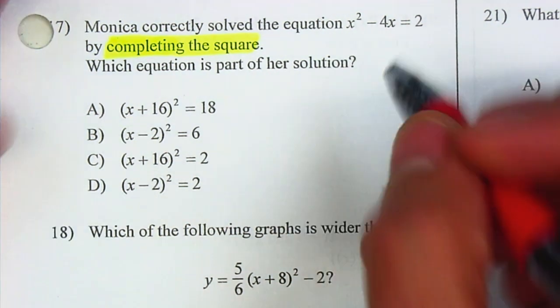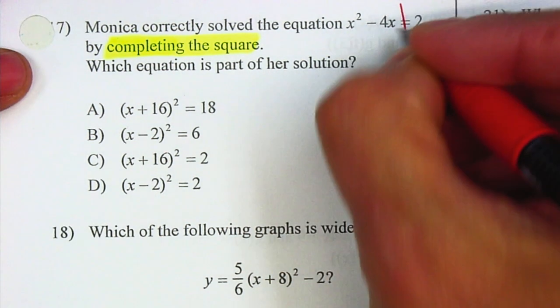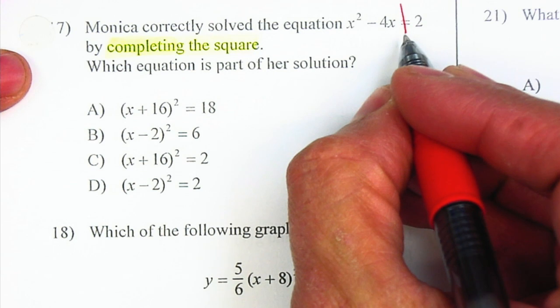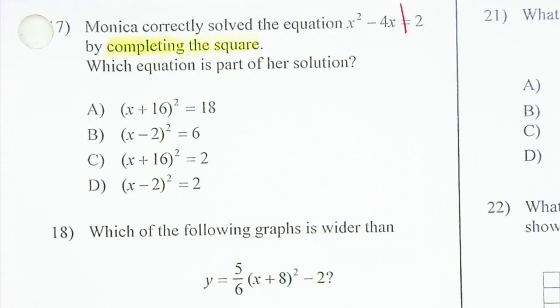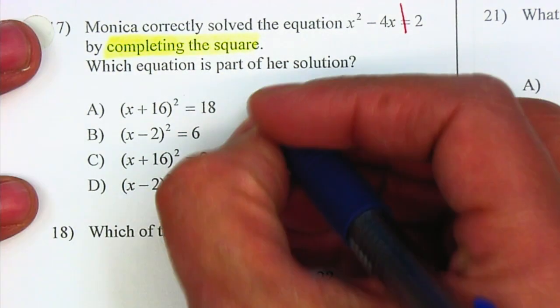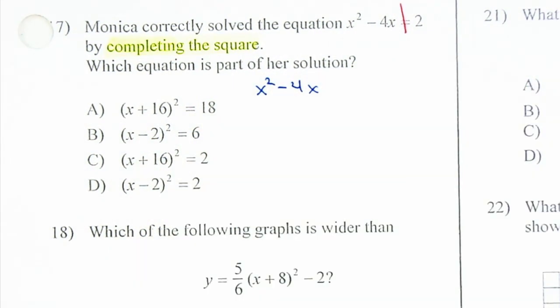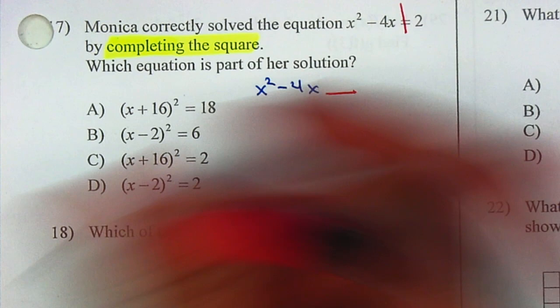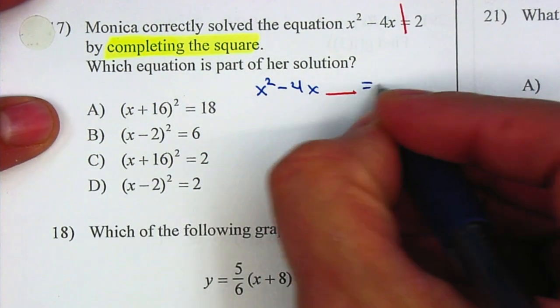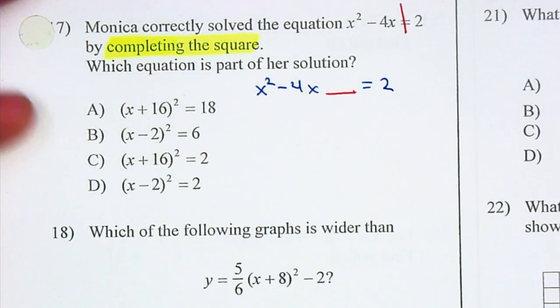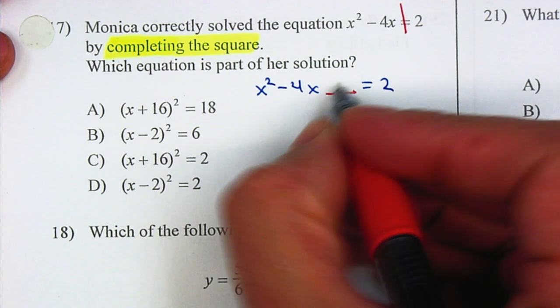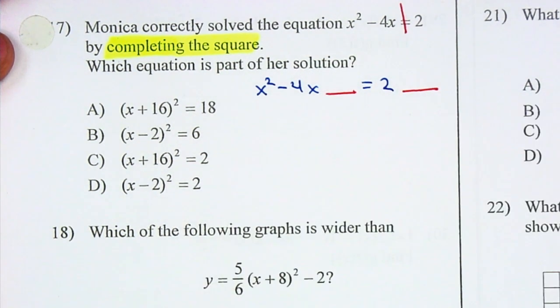If you guys notice, in this case, the x's are on the left and the numbers are already placed on the right. So they've done the first step for us. So the only thing that we have to do, x squared minus 4x, we are going to leave some space, and the 2 is already on the other side. Remember, what we add on one side, we need to add to the other side.